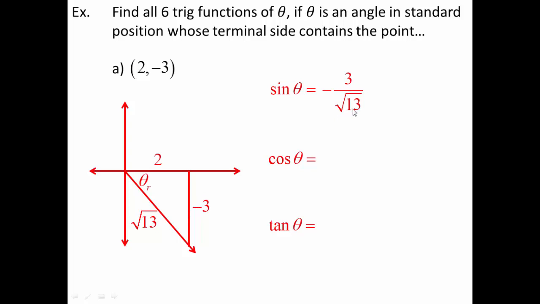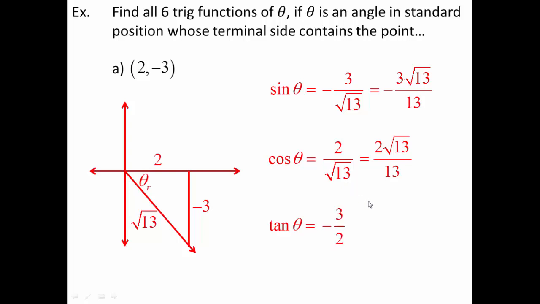We can leave it like this if it's a free response answer. If it's multiple choice, I'm probably going to have to rationalize it, so -3 root 13 over 13. Cosine is x over r, x is 2, r is root 13, so 2 over root 13 or 2 root 13 over 13. Tangent is y over x, opposite over adjacent, so -3 over 2.